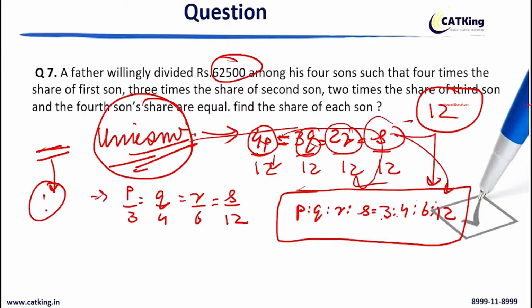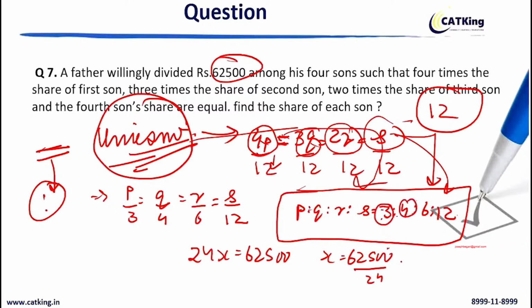So what is this? 24x. Let this be 3x, 4x, 6x, 12x. So 24x, the value is given as 62,500. Correct? What's the value of x? 62,500 divided by 24. Right? Now, once you know this value, you can easily calculate p, which is 3x.